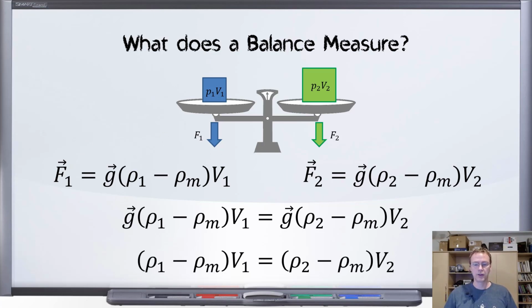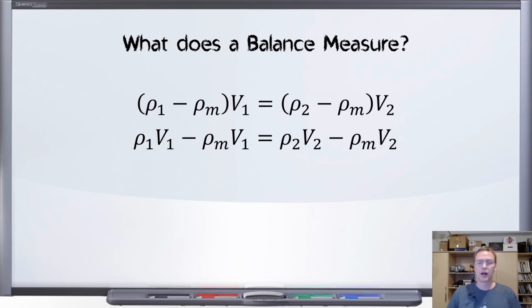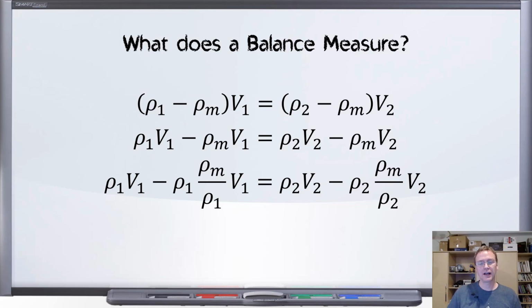And the gravities cancel out. There's gravity on both sides, so I'll just drop those out. And so now we've got this. What am I doing here? I'm just going to distribute the volumes across so I can drop the parentheses. That's all that is.